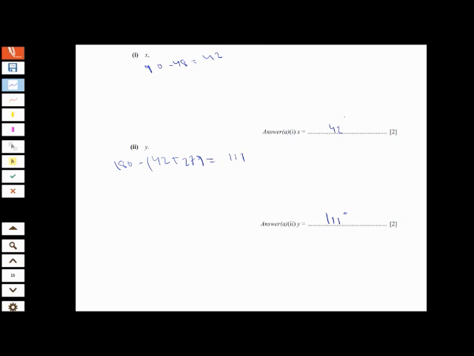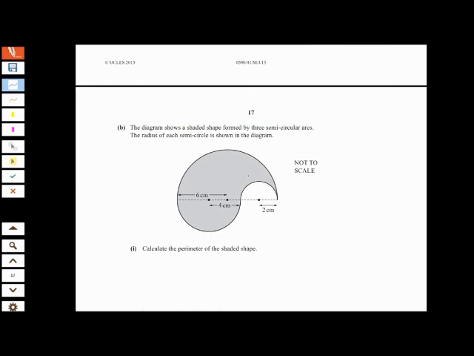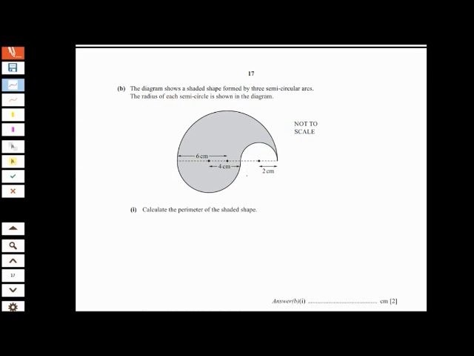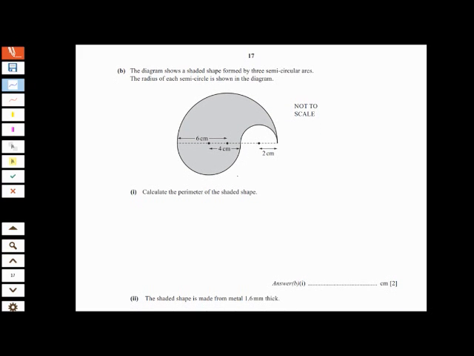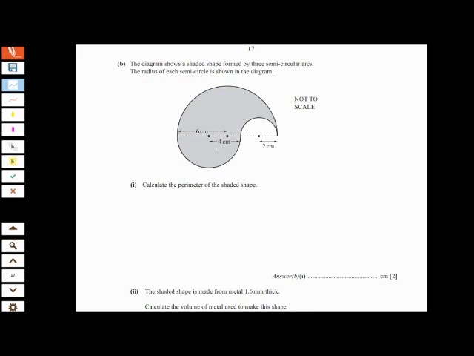Alright, for this one, the diagram shows a shape formed by three semicircular arcs. Right now they just want the perimeter. They want this, that, and this. So let's just name these semicircles. Let's say that this is 1, this is 2, and this is 3, so that we don't get confused while solving. So let's start with semicircle.